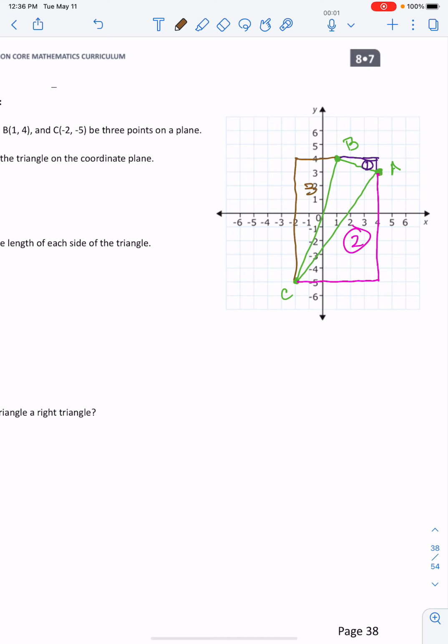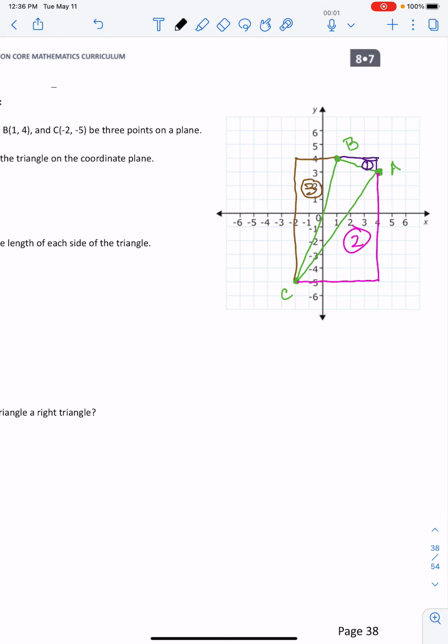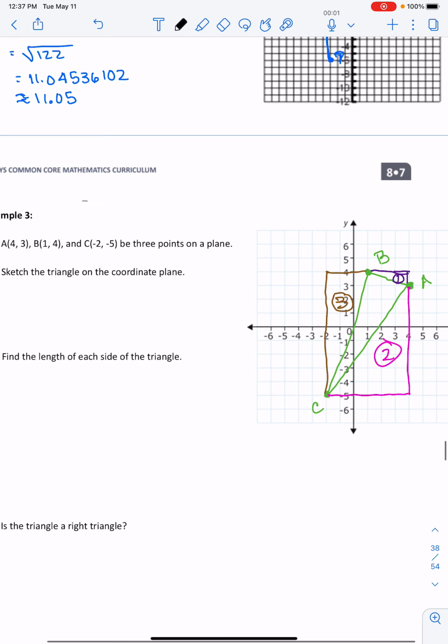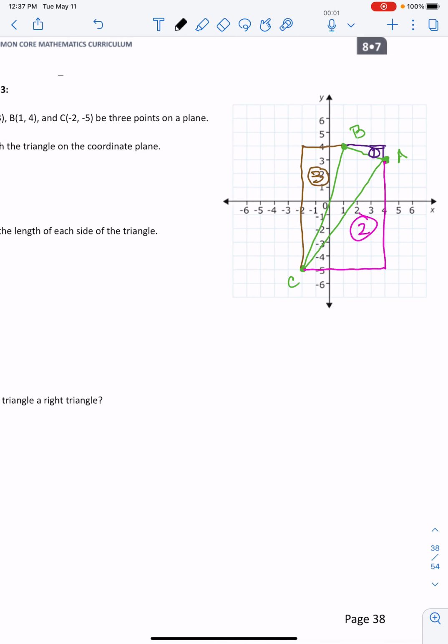Which is this side here. So now what we need to do here is, sorry about that, guys. So let's find the first one. So we have a 1 by 3. So we're going to find this side right here.